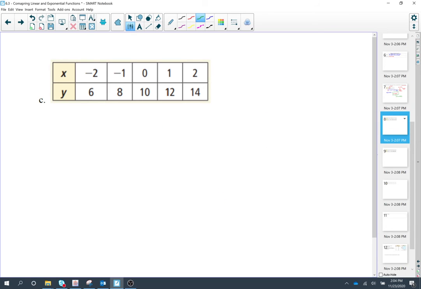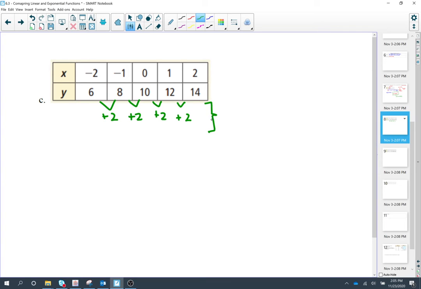Letter C. Check your x values: -2, -1, 0, 1, 2. Looks good. Now we're trying to get from 6 to 8. I honestly don't know, off the top of my head, how to multiply 6 to get 8, but I do know you can add 2. 8 to 10, add 2. 10 to 12, add 2. 12 to 14, add 2.